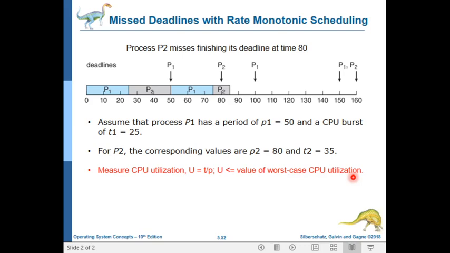The combined CPU utilization for the previous example of two processes is 75%. Therefore, the RMS algorithm is guaranteed to schedule them so that they meet their deadlines. For our current two processes, the combined CPU utilization is approximately 94%. Therefore, RMS cannot guarantee that they can be scheduled so that they meet their deadlines. So that is the limitation: missed deadlines with rate monotonic scheduling.